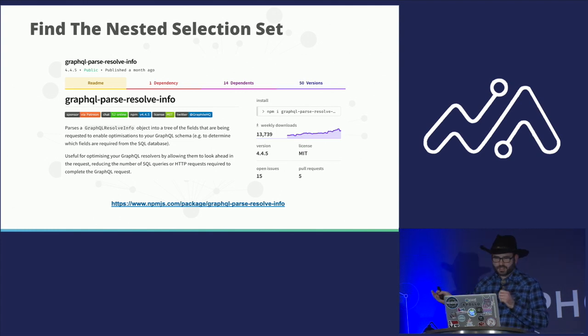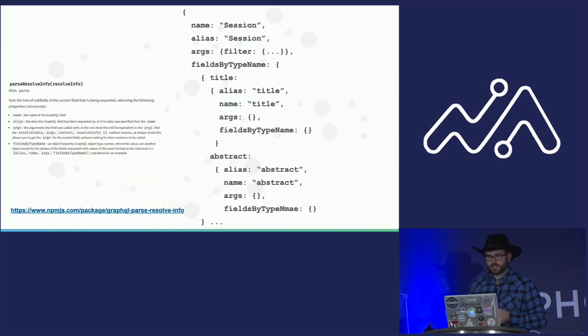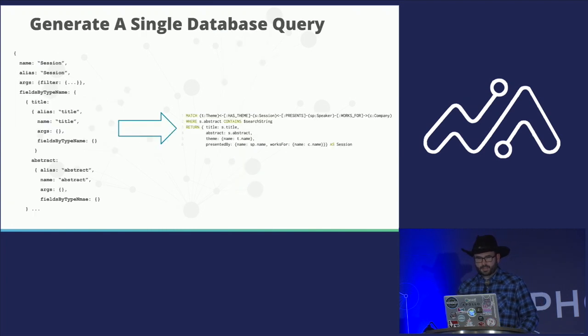So basically what this does is it can take a resolve info object and give us the parsed version, which includes the nested selection set. So I can pass this library my resolve info in the resolver, and I get back all of the fields being requested and some metadata about the fields as well. So if I have that, that means that I can then iterate over that and generate a single database query, again, whether it's Cypher, SQL, or whatever.